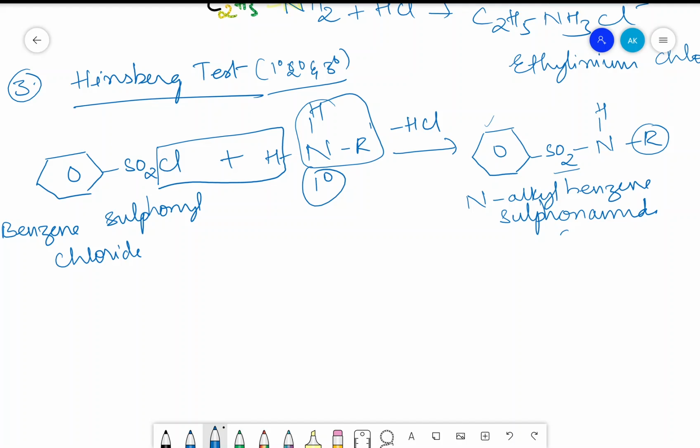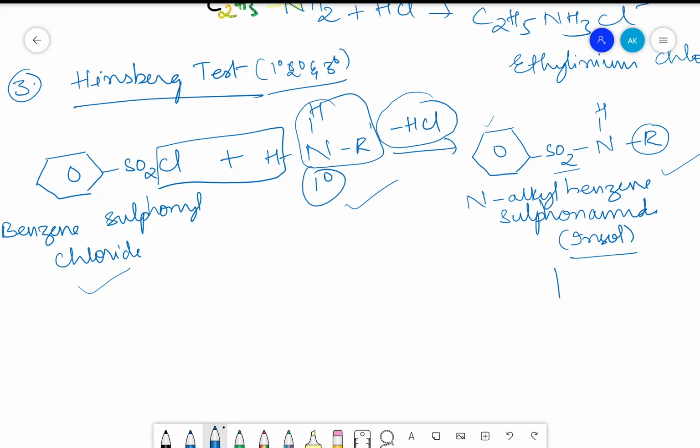So this is insoluble, and if this particular mixture, whatever we are trying to test, contains primary amine, it will react with benzene sulfonyl chloride, which leads to the removal of HCl to give an N-alkyl benzene sulfonamide. So that will be insoluble, and we can very well be sure that that particular amine is primary amine.